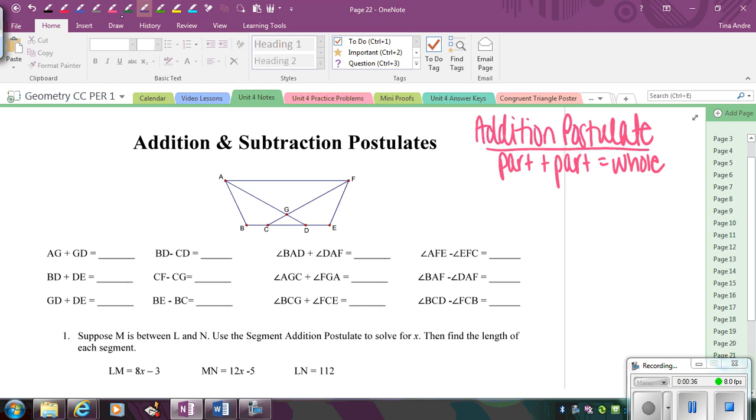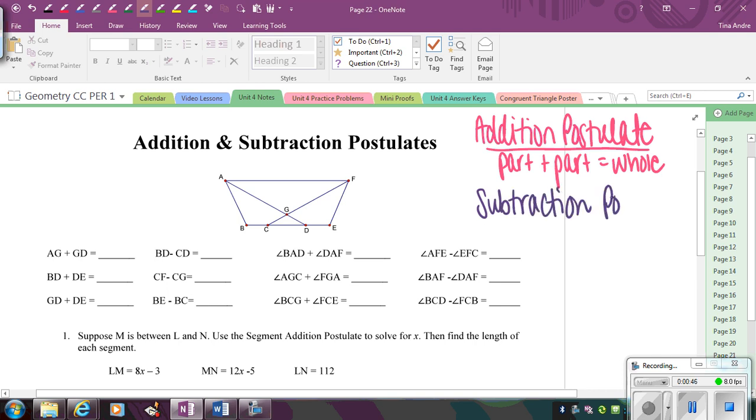Theorems require proofs, but postulates, we just accept because it's so obvious. We just accept it for the way it is. So if I was talking about the subtraction postulate for angles or sides, that would mean if I take the whole thing, the whole angle, and I subtract off part of the angle, I'll be left with the other part. Or if I take a whole segment, I subtract off part of it, I'll be left with the other part. So that's kind of what these are saying.